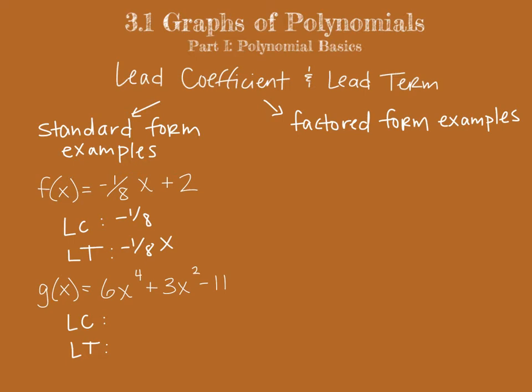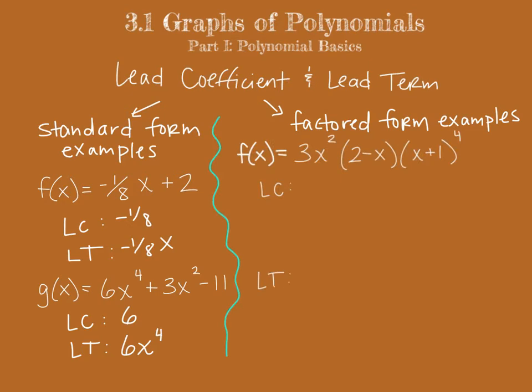Okay, moving on to g of x down below, we see that this is in correct standard form, and it's descending order of exponents, and so our leading coefficient is technically the number out front. It's 6, whereas the leading term is the whole term. It's 6x to the 4th. So that's, I don't know what more to say about it. It's not too difficult. All right, factored form will be a little bit more challenging here.